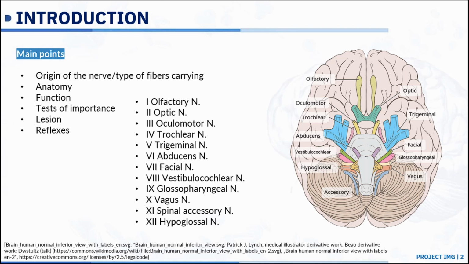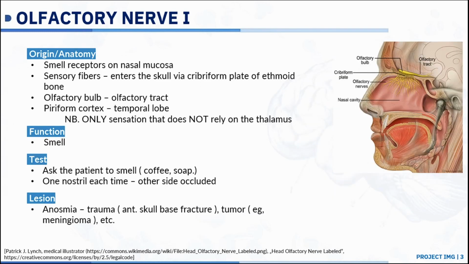Main points: origin of the nerve, type of fibers carried, anatomy, function, test of importance, lesion, reflexes. The nerves: olfactory, optic, oculomotor, trochlear, trigeminal, abducens, facial, vestibulocochlear, glossopharyngeal, vagus, spinal accessory nerve, and hypoglossal nerve.